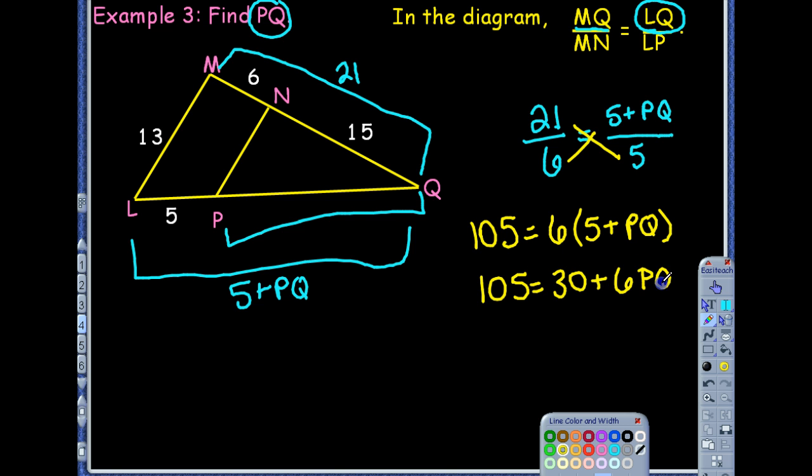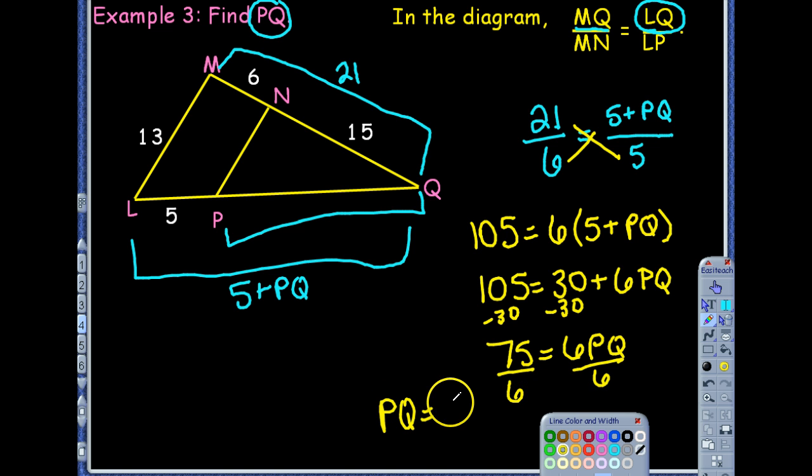Subtract 30 on each side, so it's going to be 75 is equal to 6 PQ. And then when I divide, I get PQ is equal to 12 and a half. So 12.5. Now, is that what they asked us to find? It did. So we're done.